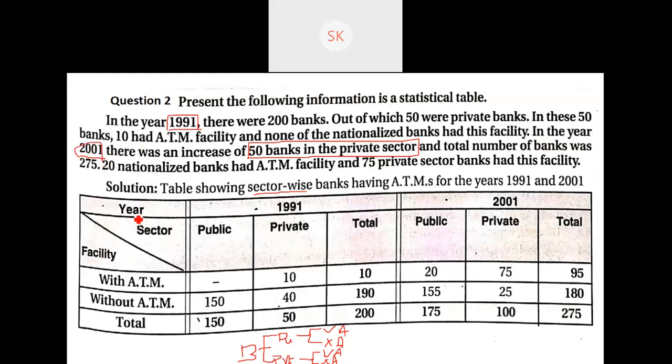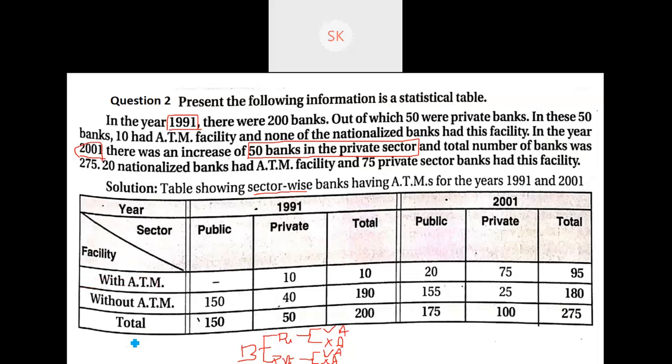Okay, now coming to the table, first we will take year and the column heading to be 1991 and 2001. The first classification, that is public banks and private banks. So public banks in 1991, private banks in 1991, public in 2001, private in 2001, and the total column. Okay, you can also add another total column here, but not required because they have given us in different years. Now coming to the facility, that is with ATM, without ATM. So how many public banks had ATM, how many did not have ATM, and the total column. Now let's fill all this data into the table.